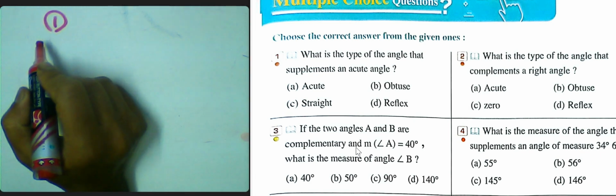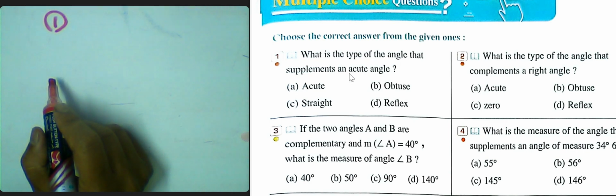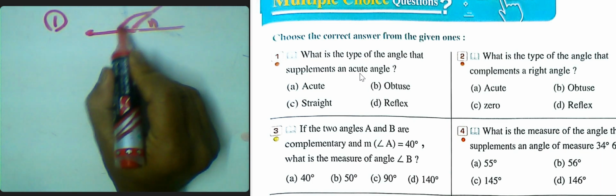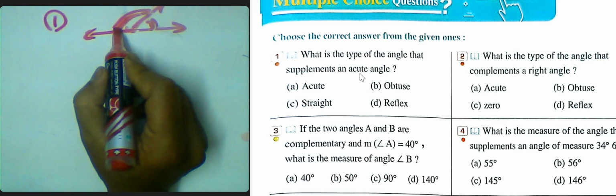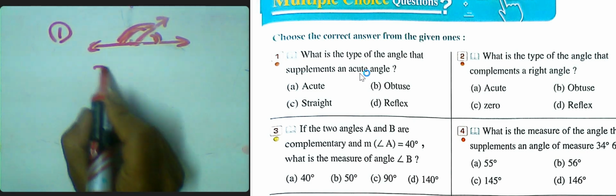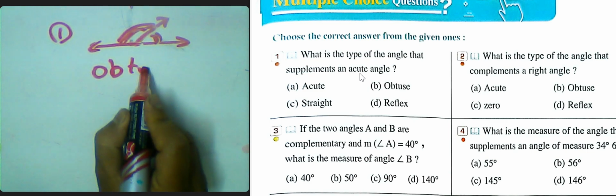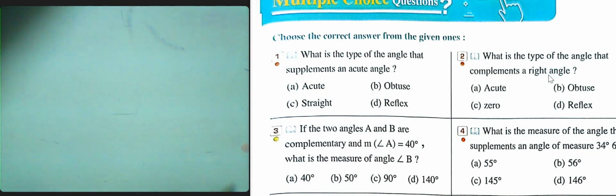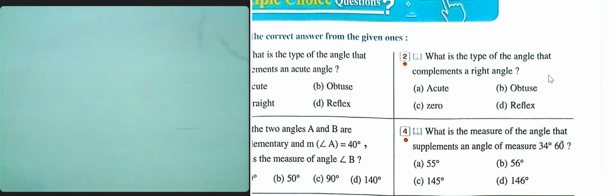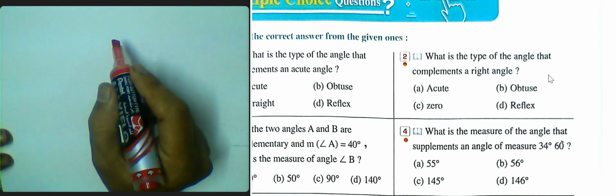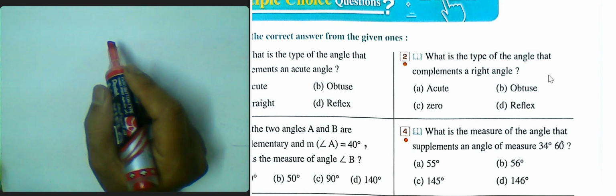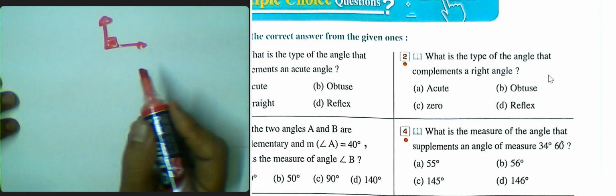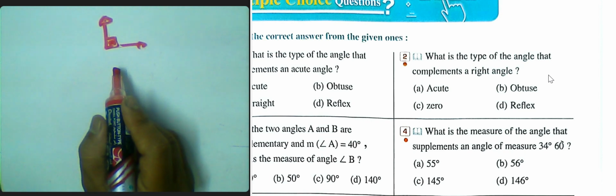Next example, multiple choice questions. Number 1. What is the type of angle that supplements an acute angle? An acute angle here is supplemented by what? An obtuse angle, right? An obtuse angle. Choose B. Question number 2. What type of angle complements a right angle? The complement of a right angle will be 0 because the measure of a right angle is 90. 90 plus what equals 90? 90 plus 0. Choose the letter C.